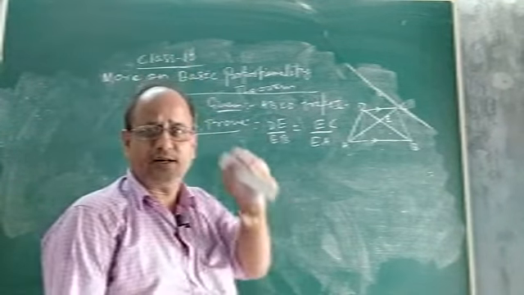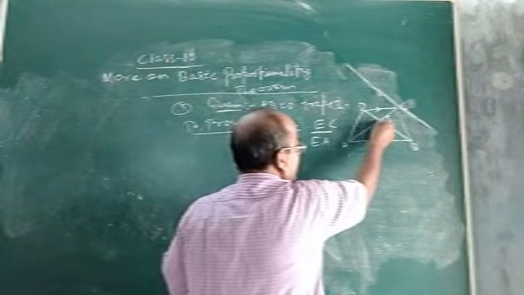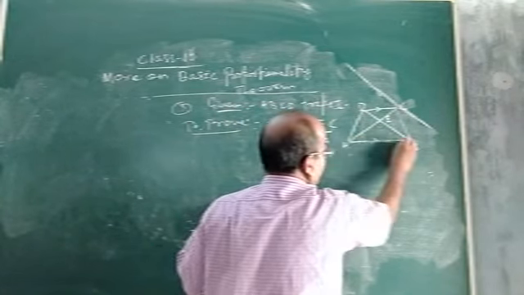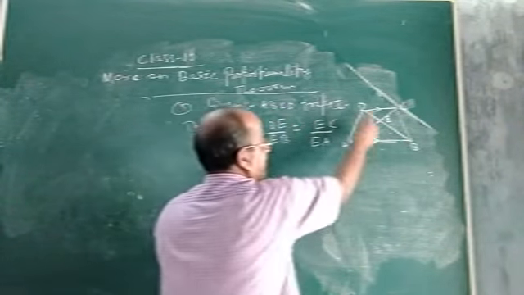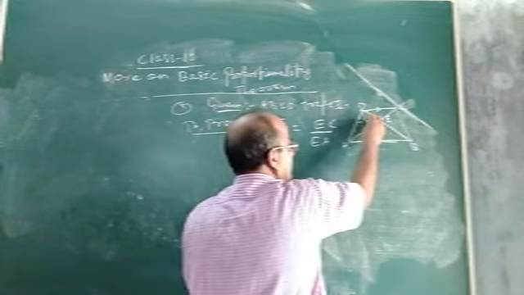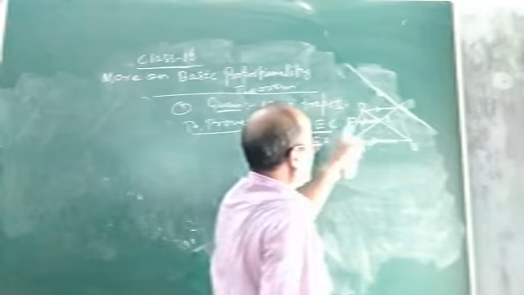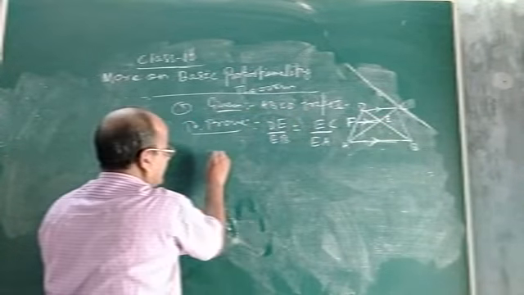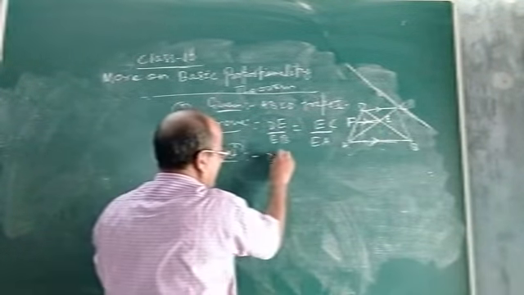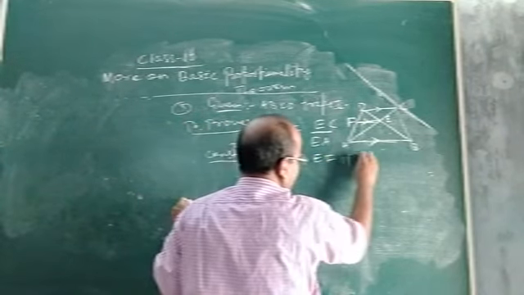For this we need a construction, children. Without construction it is not possible. So what is the construction? You are given ABCD trapezium. That means DC and AB are parallel, already given. So you draw another parallel here, give it the name EF. Draw EF parallel to AB as well as CD.